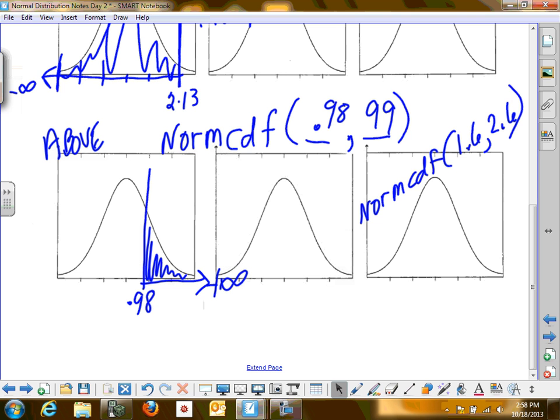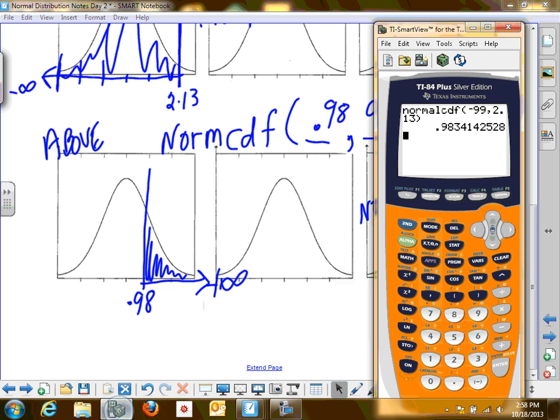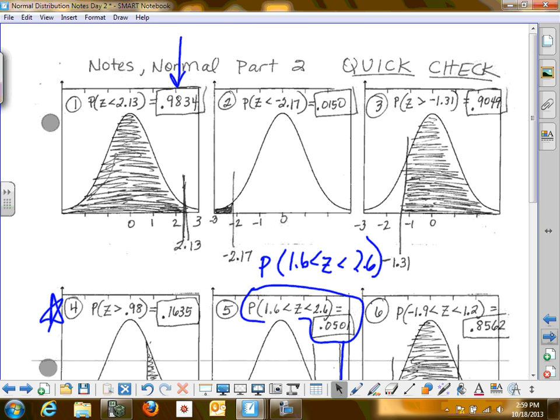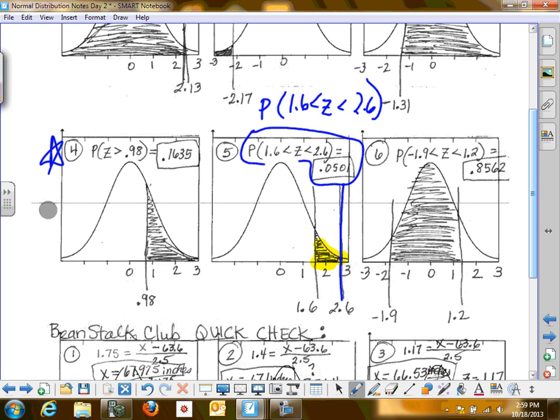Okay, so let me show you those two areas. So for the one that is above, you will go second bars, norm CDF from the 0.98, comma, simulate infinity by going positive 99, and there you go, 0.1635. That is the value that you got on this problem when you did it with your z-chart.